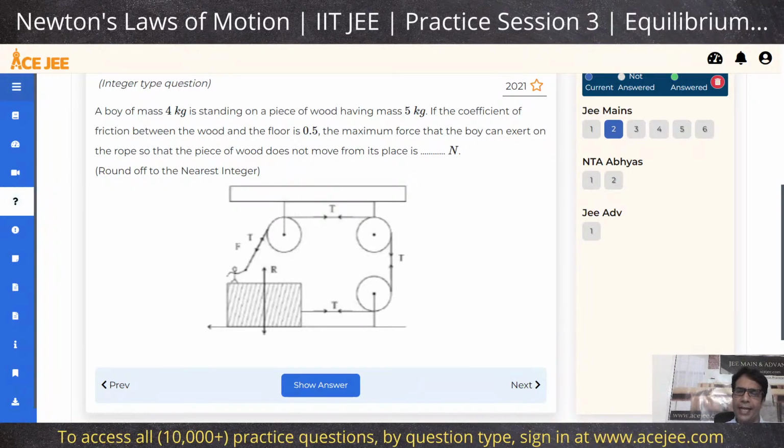By the way, does the angle make any difference? The angle at which the boy is pulling the string, does it make any difference, Peter? I don't think so. Okay. So I'm getting 30 newtons. 13 newtons.